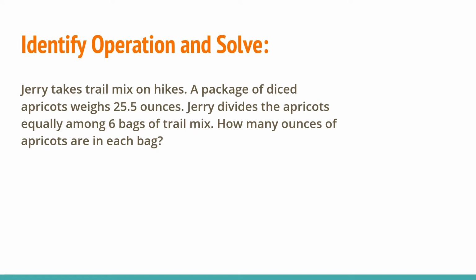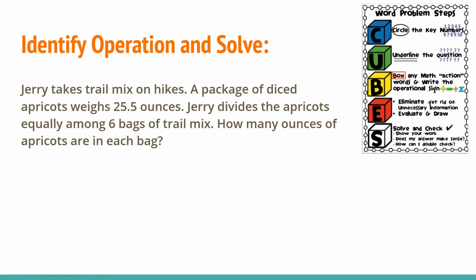My next problem. Jerry takes trail mix on hikes. A package of diced apricots weighs 25.5 ounces. Jerry divides the apricots equally among 6 bags of trail mix. How many ounces of apricots are in each bag? Let's go ahead and do our cube strategy and figure out what operation needs to be done.